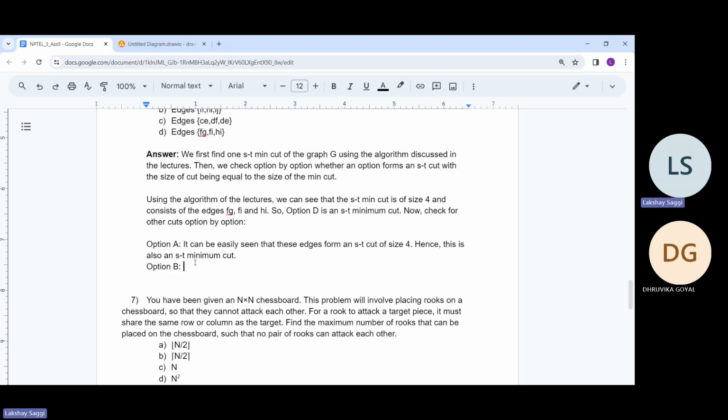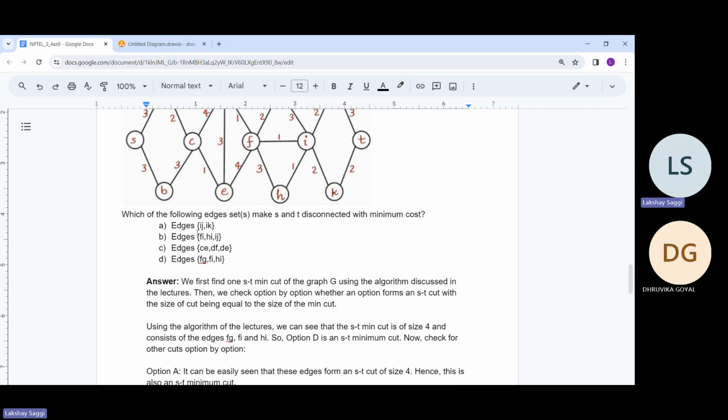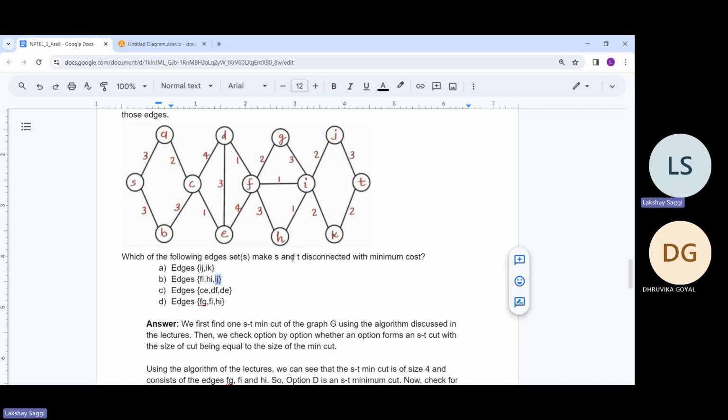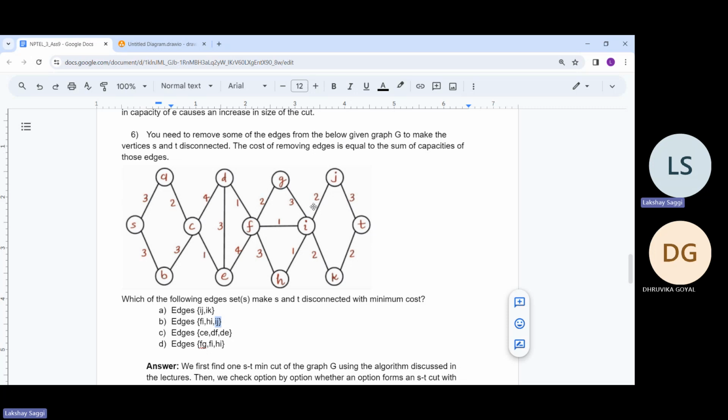So now let's check for option B. Option B says the edges which we delete are FI, HI, and IJ. So what are these edges? FI, HI, and IJ. So we are deleting these three edges. This edge IJ is being deleted, this edge FI is being deleted, and this edge HI is being deleted.